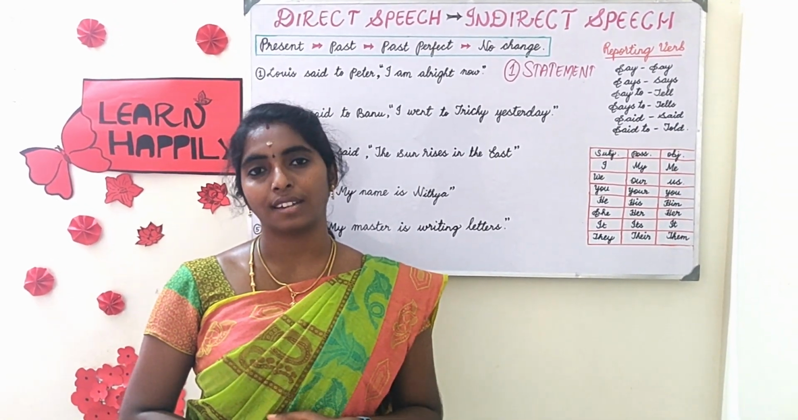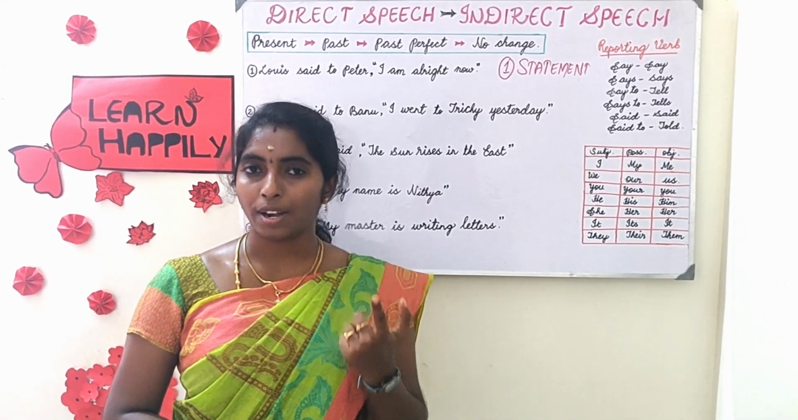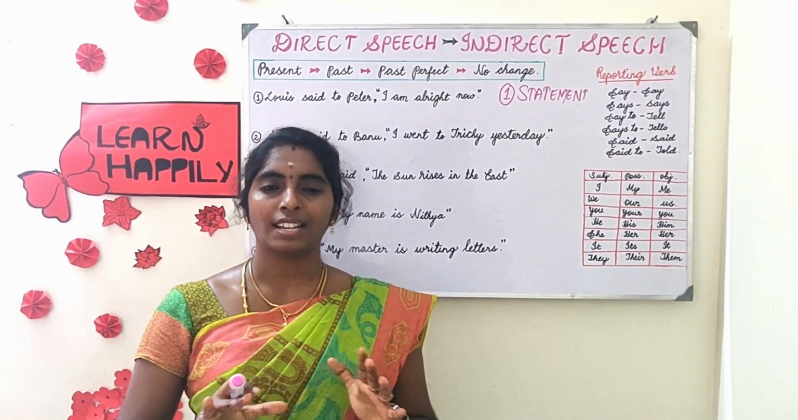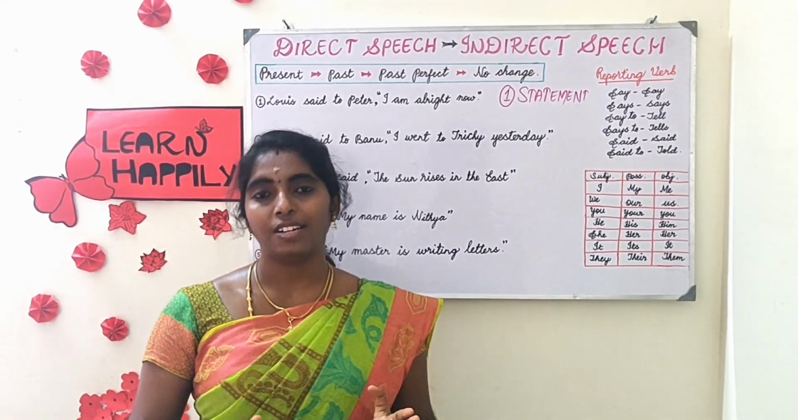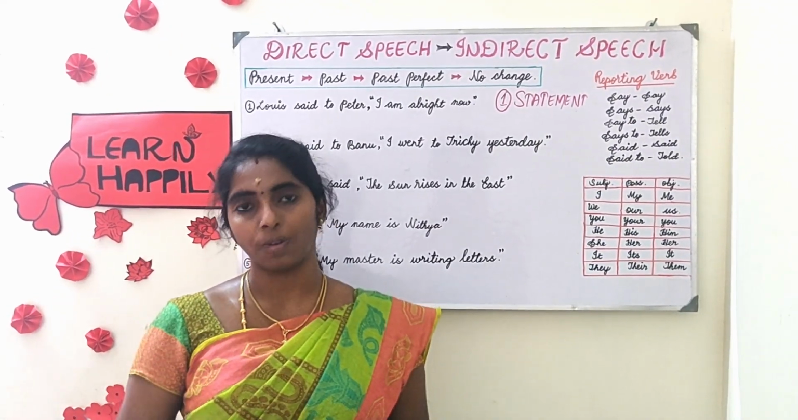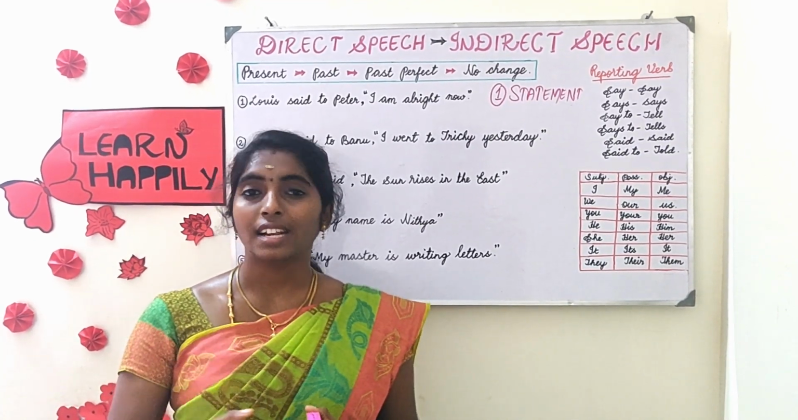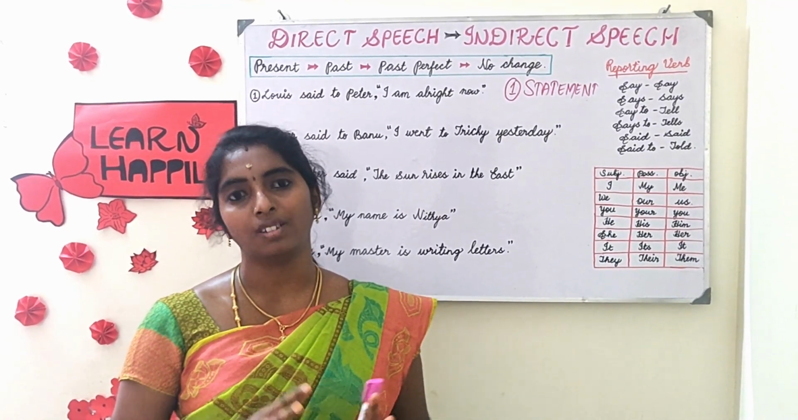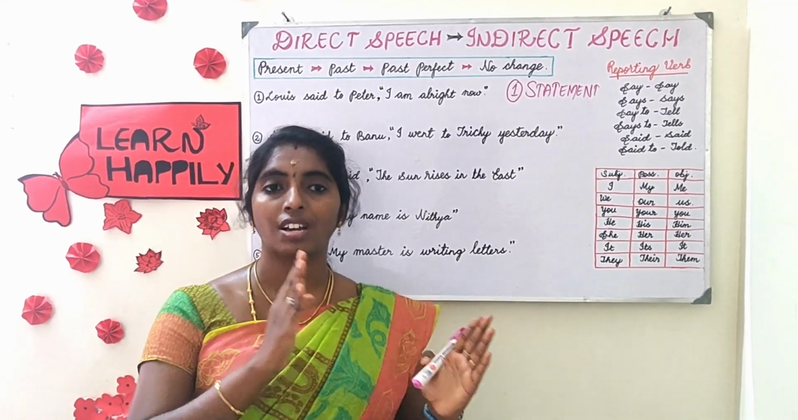So what are the kinds of sentence? You might have learnt in your lower classes: statement, interrogative, imperative, then exclamatory. I hope you have learnt these things. First, I am taking the statement. What is a statement? A statement is a normal sentence which gives some information and ends with a full stop. This statement is otherwise called declarative sentences.